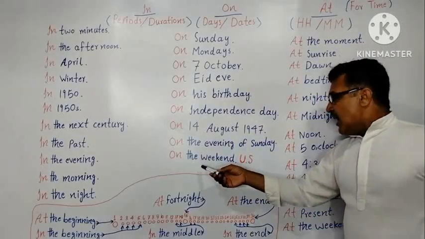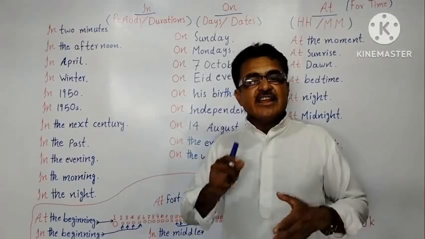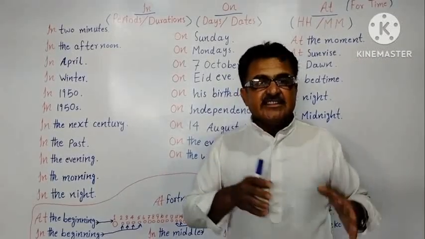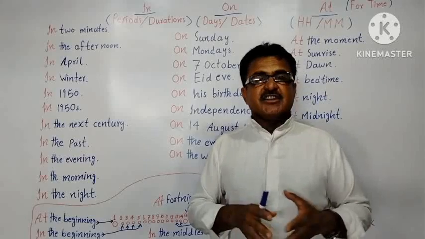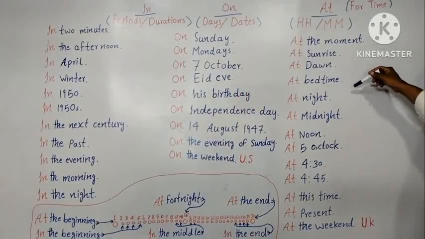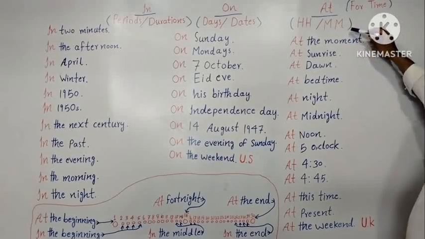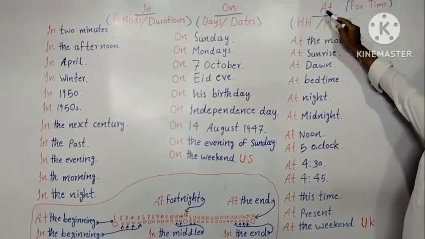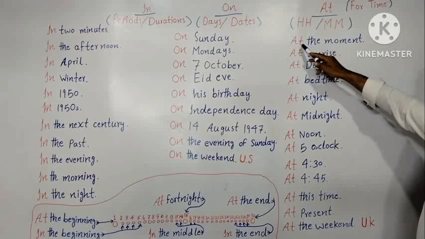Okay, on the weekend is US English, and at the weekend is UK English, British English. So this is the difference. Now let's go to the part that is "at". Okay, now can you see the examples?